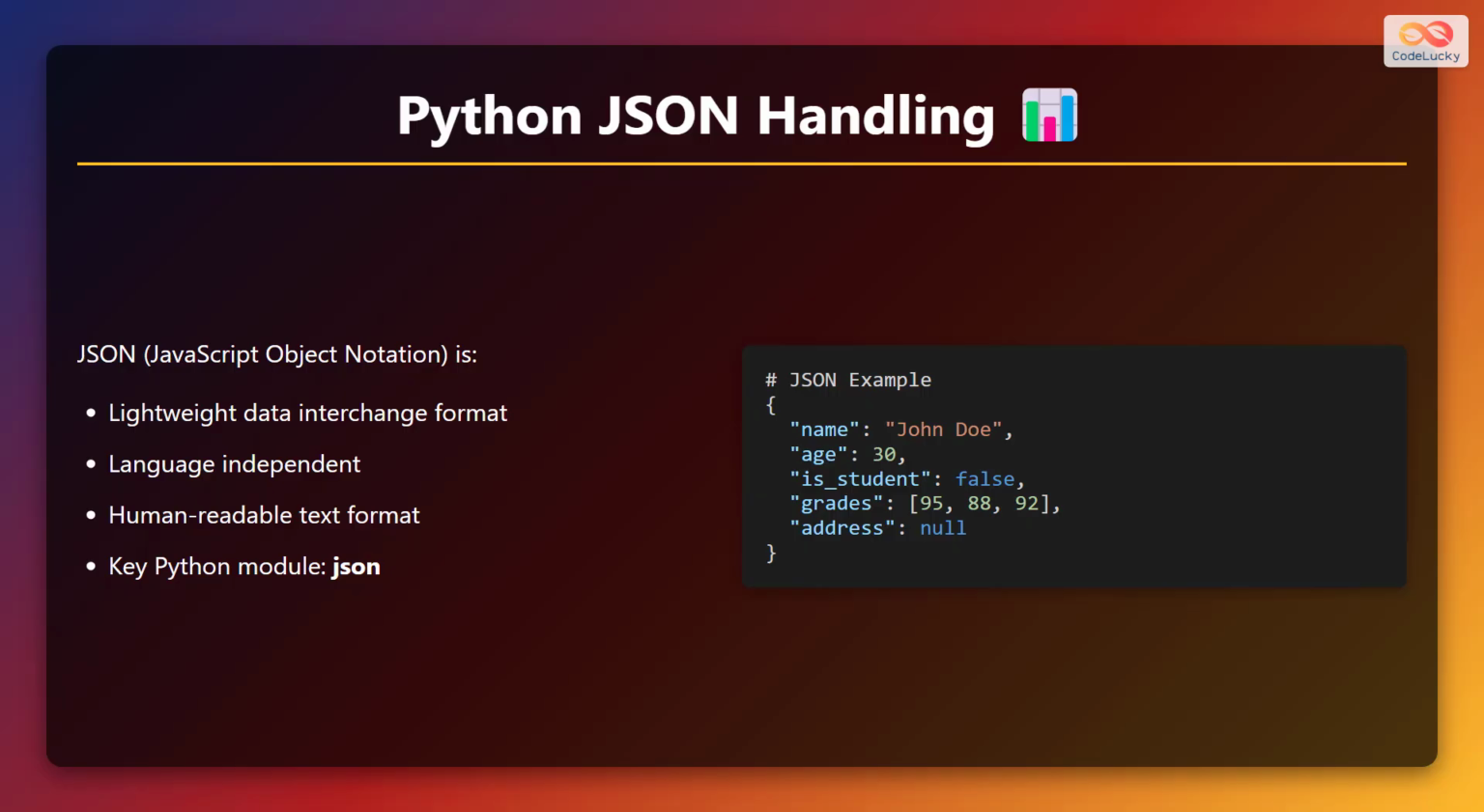The key Python module for working with JSON is simply called json. Here is an example of a JSON structure. It consists of key-value pairs where keys are strings and values can be strings, numbers, booleans, arrays, or even null.